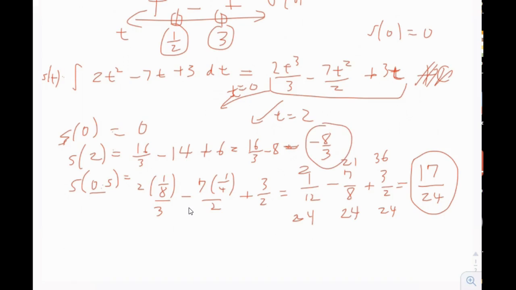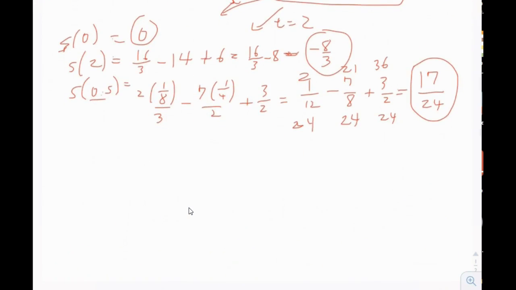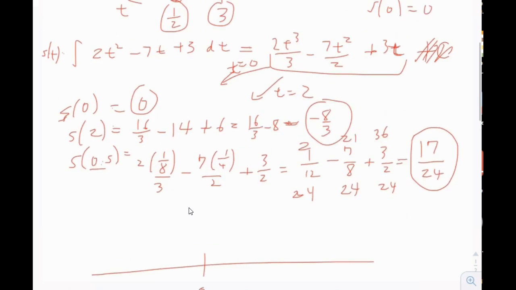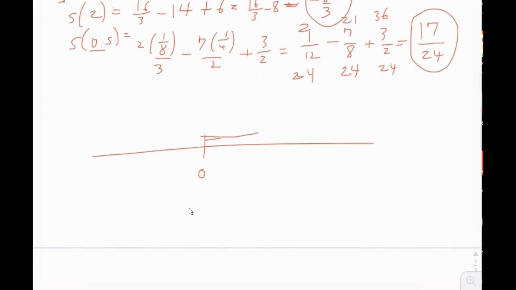S of 2 is negative 8/3, and s of 0 is 0. So now we've done the integral, and we've done the s of t. The only thing left is the motion diagram. Let's assume that the motion starts at s equals 0, and we know the initial velocity is positive, so it's going to the right. When does it actually turn around? Well, it turns around at s of 0.5, which is 17/24, and t happens to be 1/2. Then it turns around, and where does it end up? It doesn't have any more direction changes, and it ends up at negative 8/3, right? S of 2 is negative 8/3. So this happens at t equals 2.